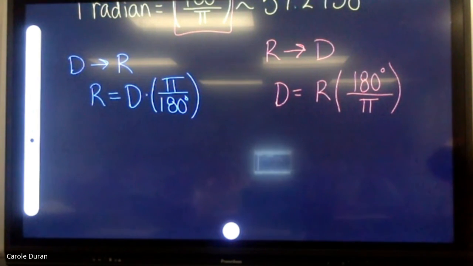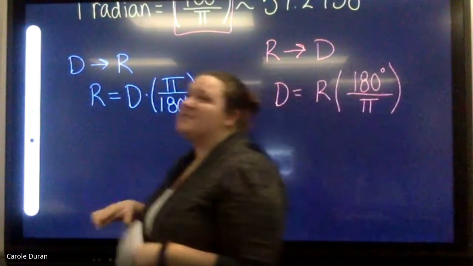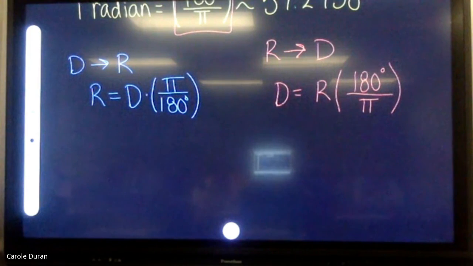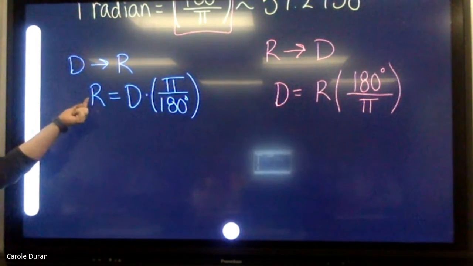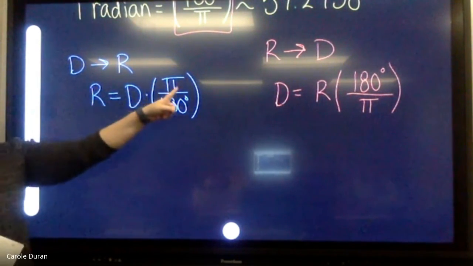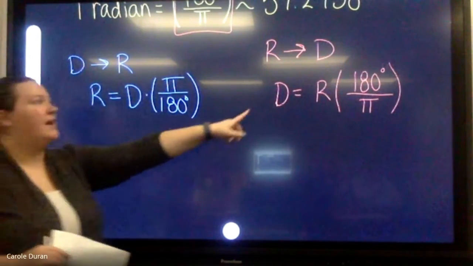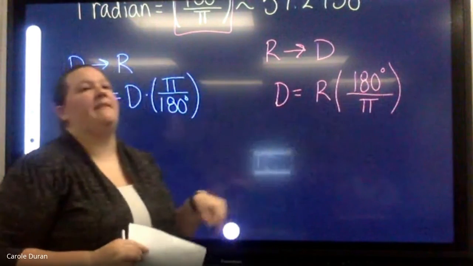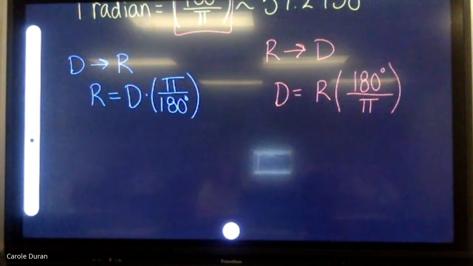If you ever can't remember the order in which the 180 and pi have to be written, whatever notation I want to end up with has to be on top. Because I wanted radians on this one, the pi had to be on top in the fraction. Because I wanted degrees on this one, the 180 degrees had to be on top in that fraction. It's always 180 and pi, you just have to remember which way it goes.